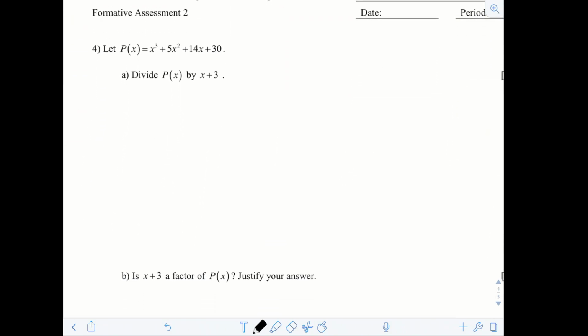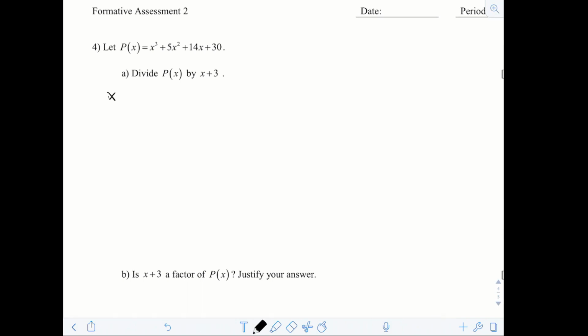Okay, moving along. It says divide p of x by x plus 3. There are multiple ways of doing this. I'll show you both ways, both synthetic and long division. I'm going to start off with synthetic. I'm going to write x plus 3 is equal to 0. What I'm really trying to do is find the 0 for the x plus 3. That leaves you with x is equal to negative 3. So negative 3 is going to be my number.